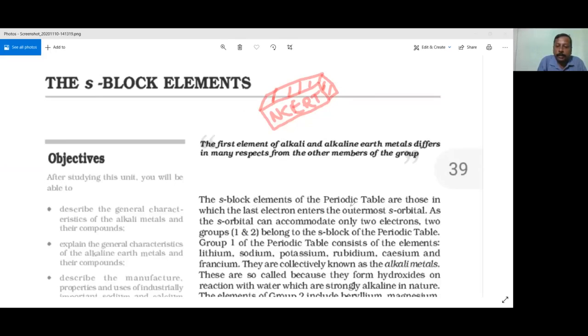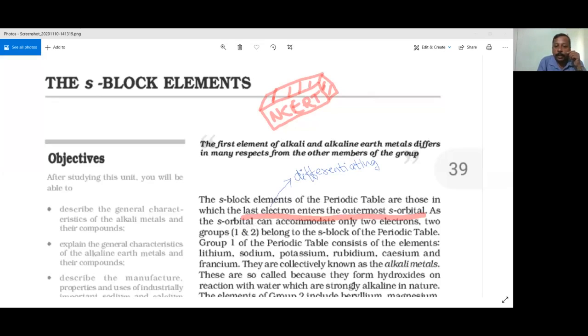So s block elements in the periodic table are those in which the last electron enters the outermost s orbital. This is what you will normally get as the s block element definition in other books. In the examination, they will change the word and call it the differentiating electron. Differentiating electron is also called the last electron. In the examination, the same word will be used: differentiating electron. Differentiating means last electron. Because of these types of words only, people are not getting interested in studying s block elements.